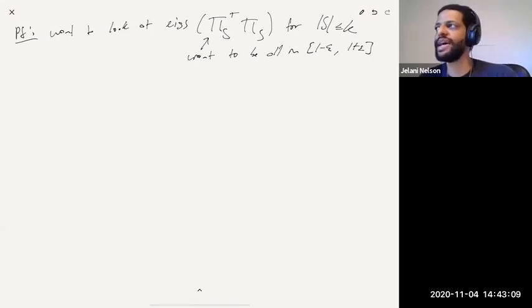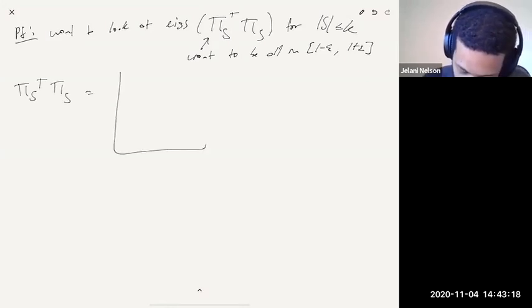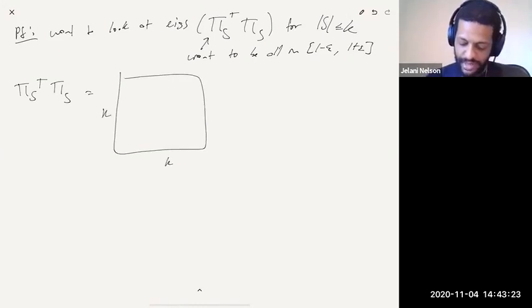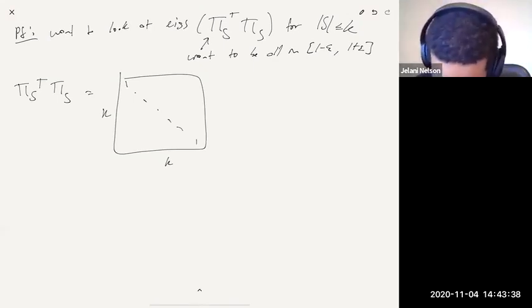How close are they to the diagonal? The sum of the rest of the row. What is pi S transpose pi S? It's a k by k matrix, and it's the Gram matrix of these k different columns. You're looking at the dot product of these different columns. So in the diagonal, you're taking the dot product of a column with itself. And since it's an incoherent matrix, all the columns have unit norm, so the dot product of a column with itself is 1. And all of the off diagonals are at most alpha.